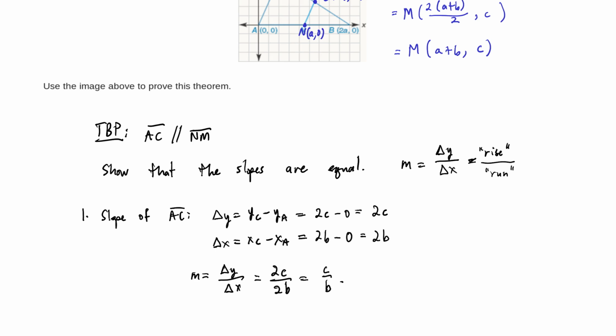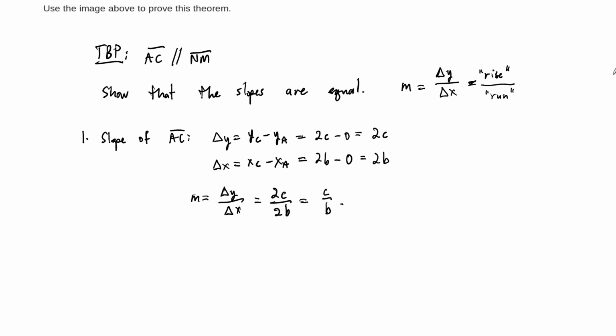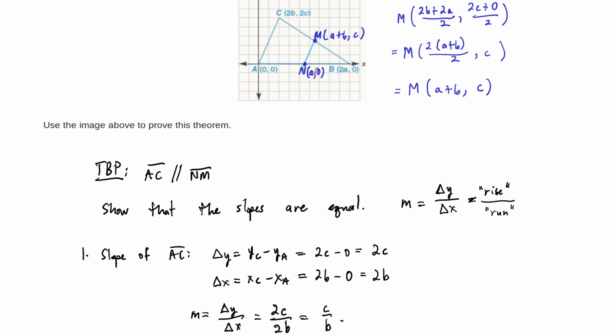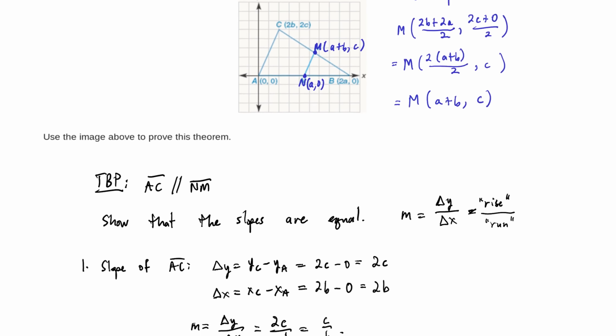Now we need to compute the slope of line NM and see what we get. So step 2 here is the slope of line NM. Same deal, we can choose either point M or N to be our primary point, and then the other one to be the subtraction. I'm going to do M minus N. I like to do the higher one minus the lower one. You could do this however you want though, as long as you stick with it.